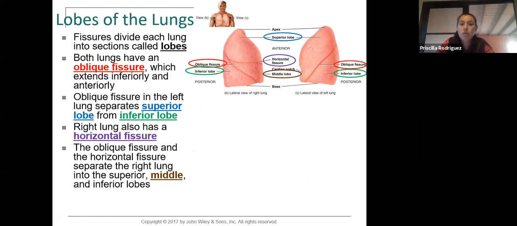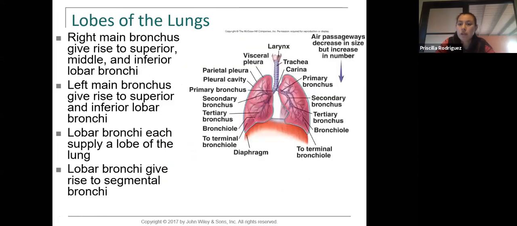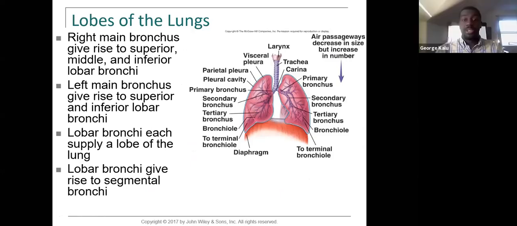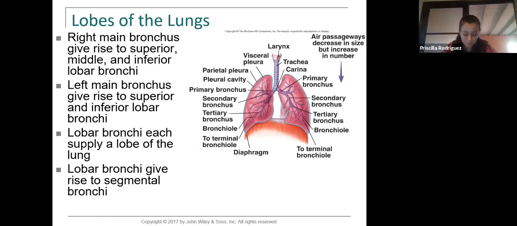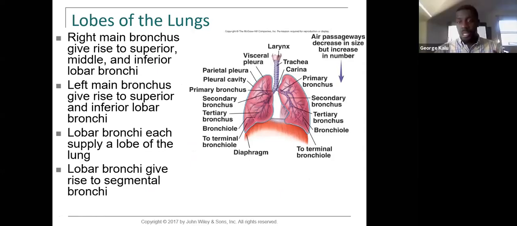We'll need to know the names of the fissures for the lungs, right? Yes, you will need to know the names of those fissures. There are only 2 names: both lungs have the oblique fissure, and the right lung has a horizontal fissure in addition to the oblique fissure. So be comfortable with those names.